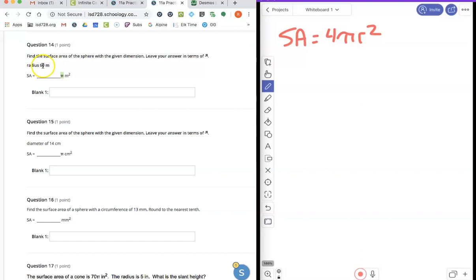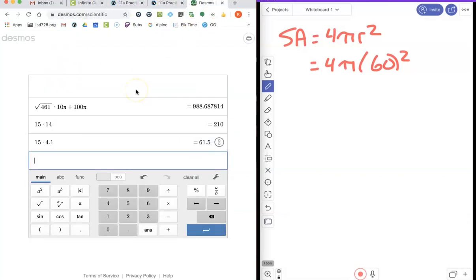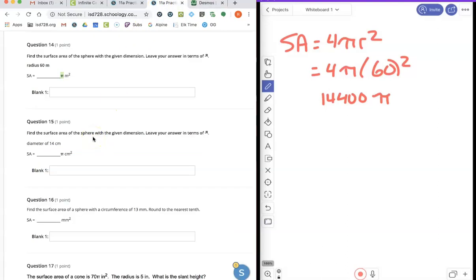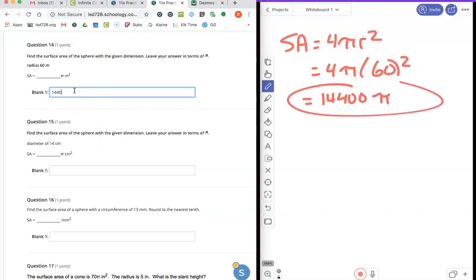So it looks like we're going to get a big number, but our radius is 60. So we're just going to put 60. R is the only thing that ever changes in the sphere formula. So we have 4 pi times 60 squared. I'm not going to put the pi in, so I'm just going to do the 4 and the 60 squared. So 14,400 times pi is my surface area. And we're in meters squared. So 14,400. Those go pretty quick.